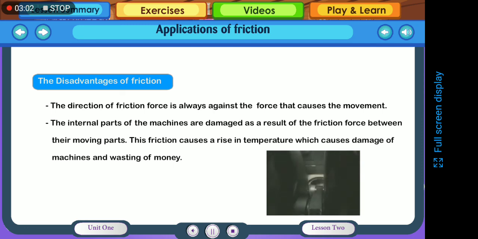So, from the disadvantages of friction, number one, damage machine due to increased temperature. Repeat after me. Damage machine due to increased temperature. Number two, lose money. Anything difficult?